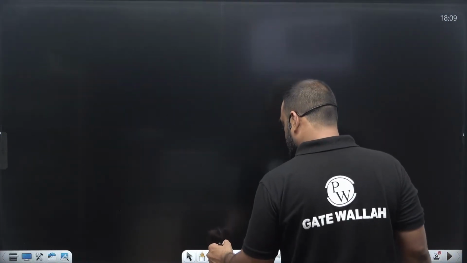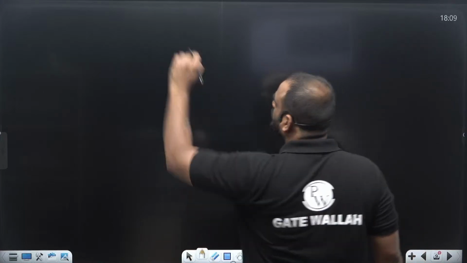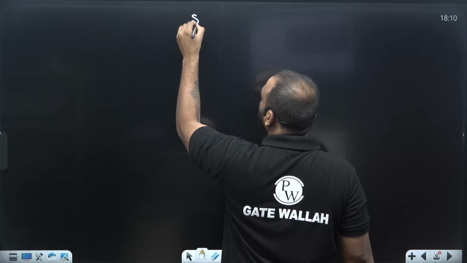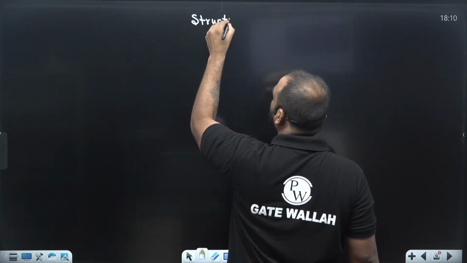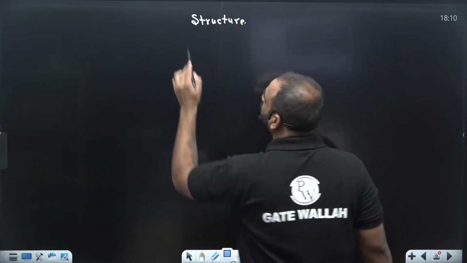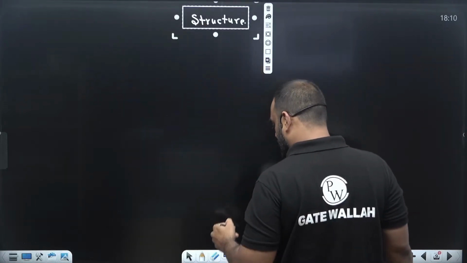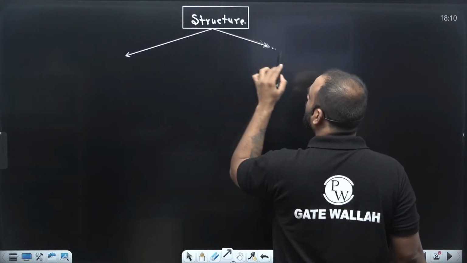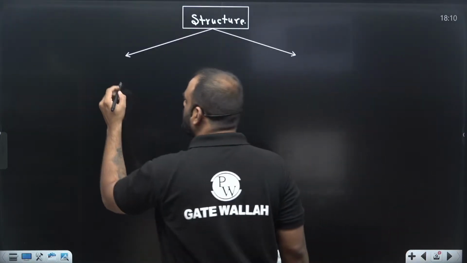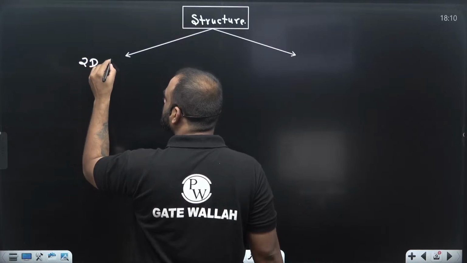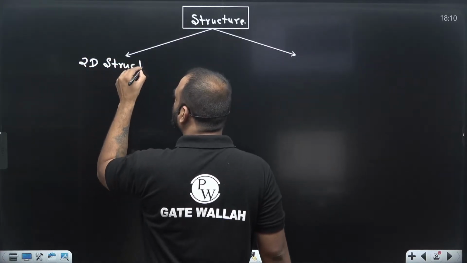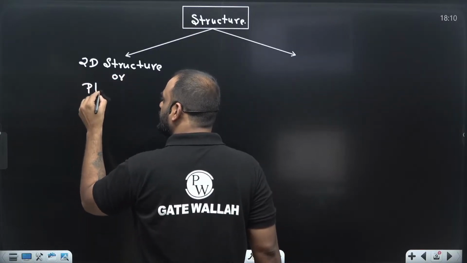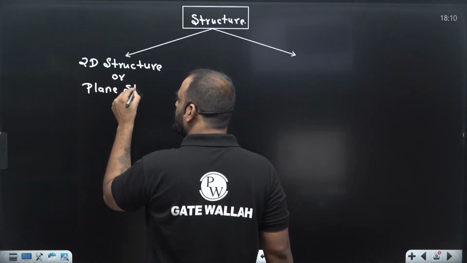So guys, there are two kinds of structure. One is basically 2D structure and the second one is basically 3D structure. So let us consider this is 2D structure and this one is 3D structure. First we will discuss the 2D structure part. This is 2D structure, which is also known as plane structure. 2D structure is also known as plane structure.